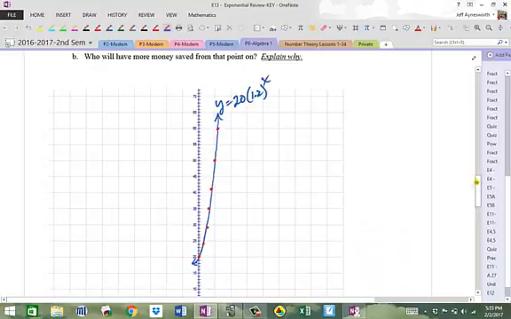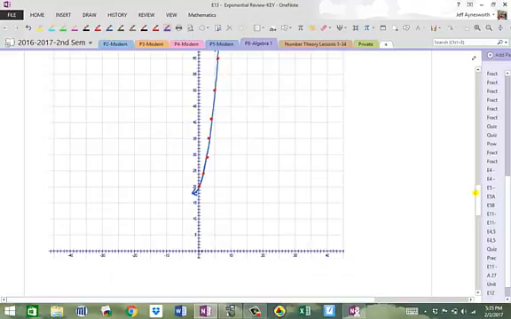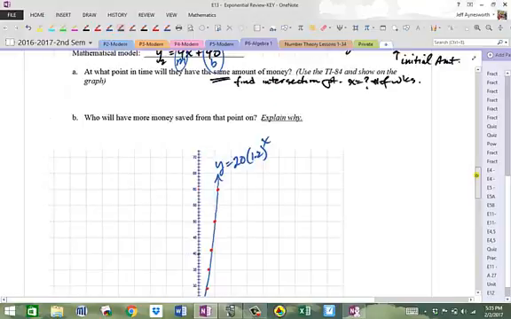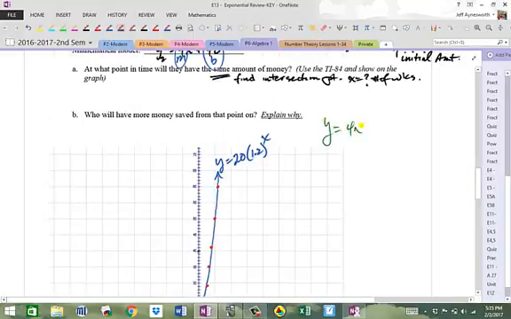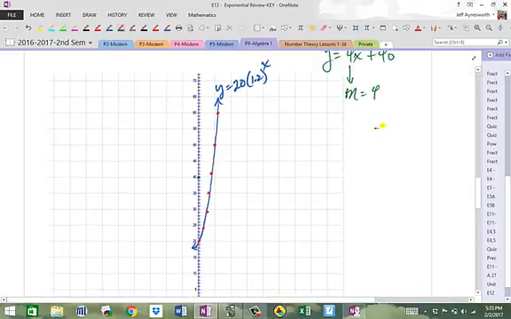Now I have to graph Antonio's savings plan. So my slope is 4 and my y-intercept is 40. So I start at 40. Okay, so I'm going to go green now. So y equals 4 times x plus 40. Now here, the slope is 4, and that's the same thing as 4/1. So I can go up 4, right 1 if I want, which is right about here, and then do that.